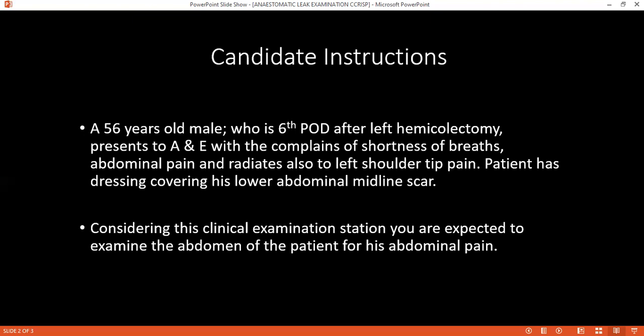Yeah, that covers the management. Good. Thank you.